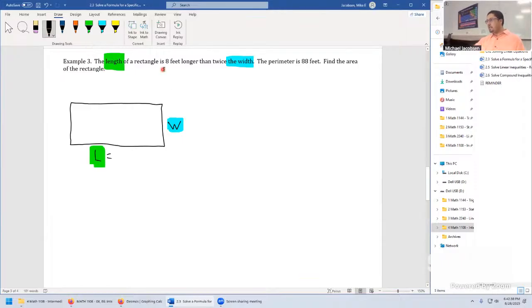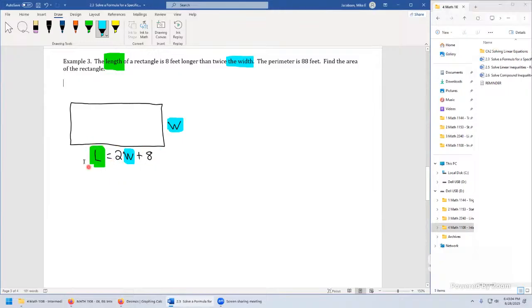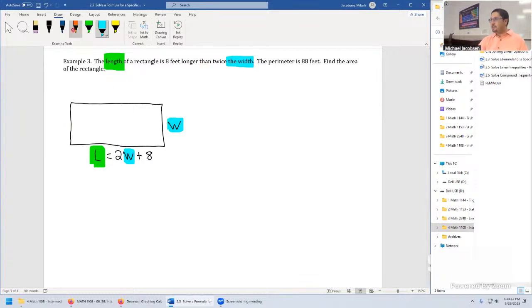The length L is 8 feet longer. 8 feet longer just translates to literally add 8. Now it's 8 feet longer than twice the width. If you say twice the width, you're just multiplying by 2 against W. Twice is just doubling W, so multiply by 2. And now this is what we would have to have down on this end here. Once you've done this kind of transformation of this sentence down into that line, it's a good idea to just reread it.